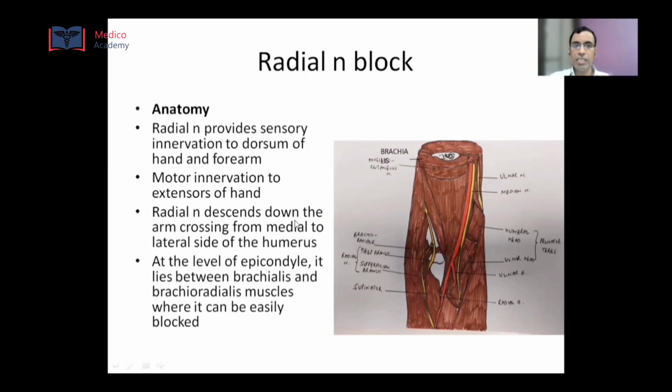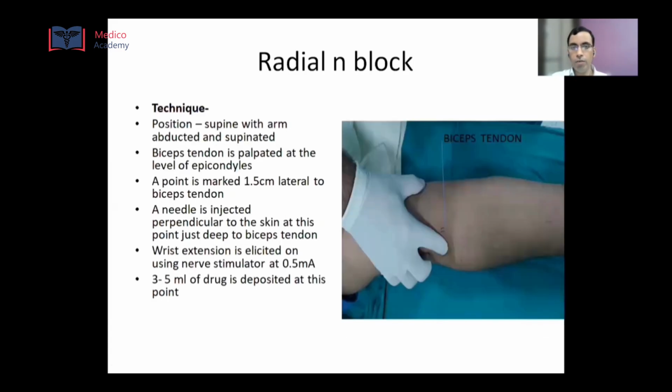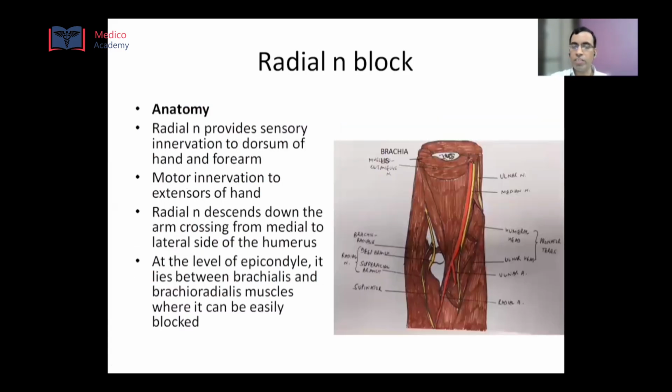Radial nerve provides sensory innervation to the dorsum of hand and forearm, and motor innervation to the extensors of the hand. Radial nerve descends down the arm, crossing from medial to lateral side of humerus. At the level of epicondyle, it lies between the brachialis and the brachioradialis muscles, where it can be easily blocked.